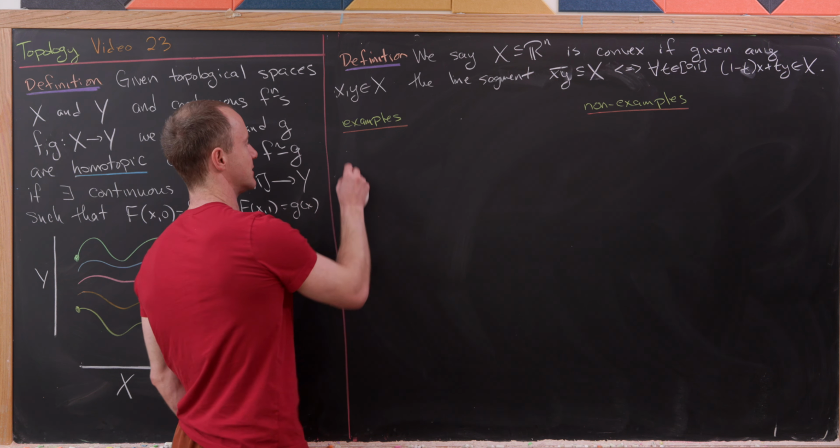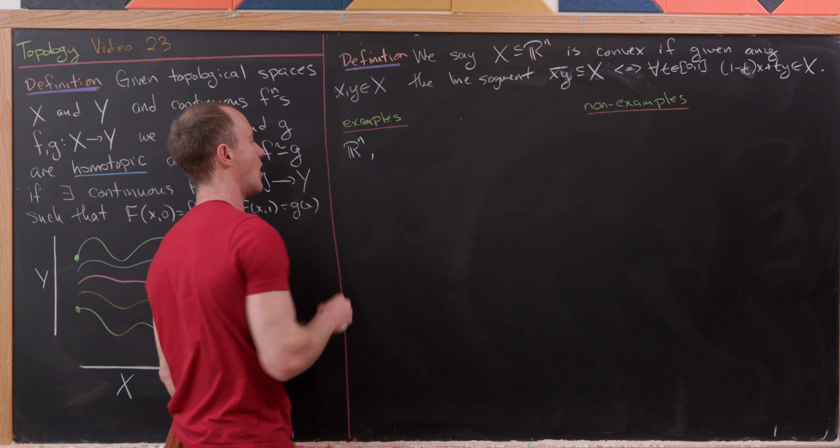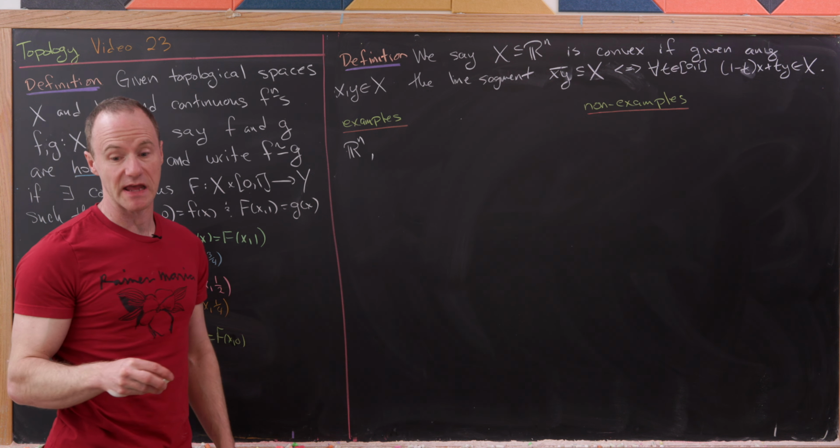So let's do some examples. Let's observe that R^n is going to be convex for any n.